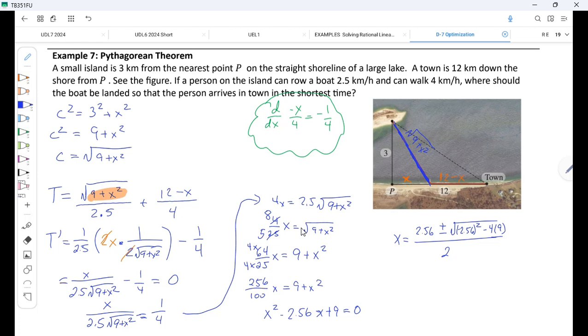Sure would be nice if this had come out to something that was actually real, wouldn't it? I don't think 2.56 squared is going to beat out negative 36. Yeah, that's not good. Turns out we've been imagining this island all along. It does not exist.